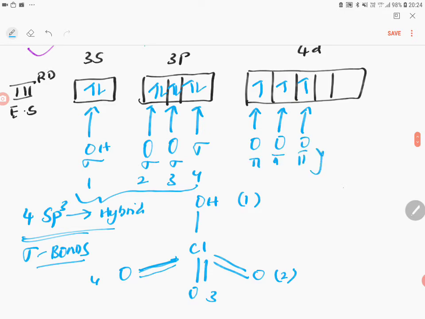These are all p pi bonds. So chlorine will have formed d pi bonds. Therefore we have 3 d pi p pi bonds, chlorine double bond oxygen, for perchloric acid.